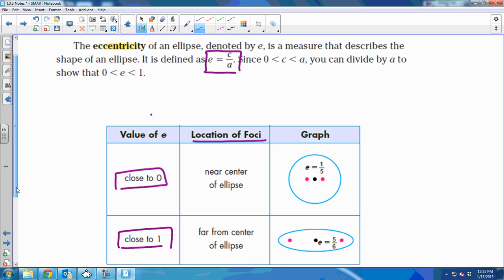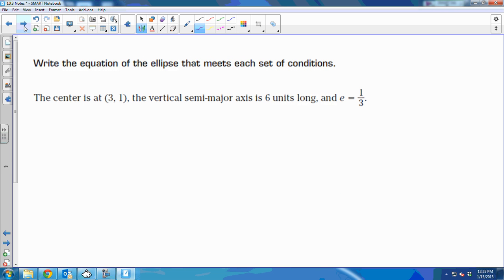All right, here we go. Last example. Same concept, though, we're trying to write an equation. The center is at HK, as 3, 1, which is HK. Okay, so we know that. We're good. The vertical semi-major axis, which means we know that it's vertical. Semi-major axis is 6, which means that A equals 6, and E equals 1/3. So I am missing B.